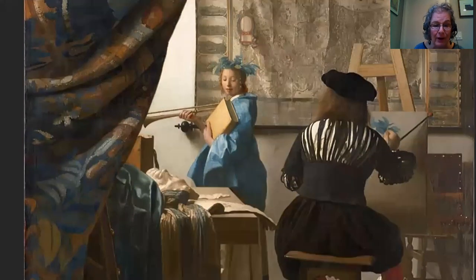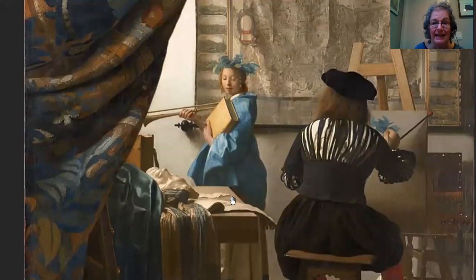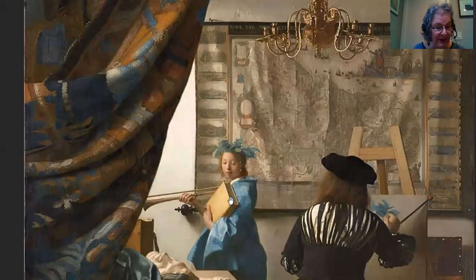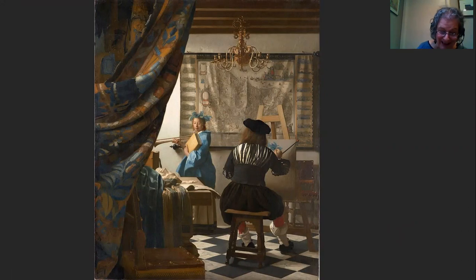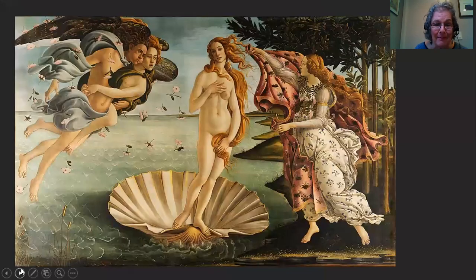And so therefore, the death mask could be relating to the death of the Holy Roman Empire. Now, I'm not saying that that's exactly what was in Vermeer's mind. It's just one interpretation, but that's the wonderful thing about art, you can interpret it in so many different interesting ways. So that's what you have about that. So let's get back to Botticelli now.